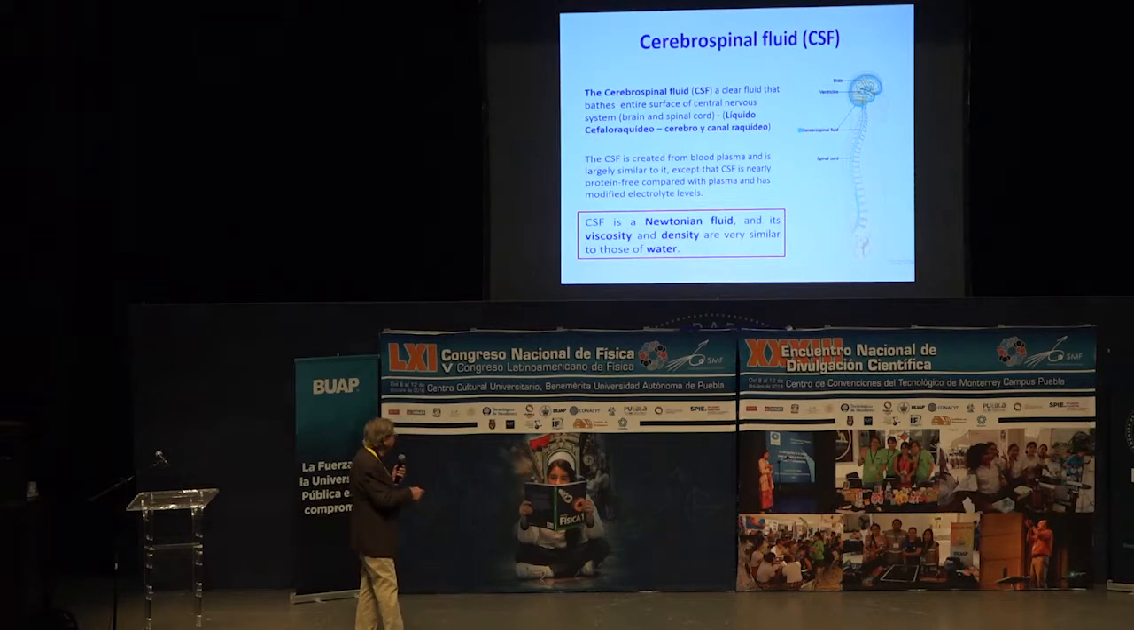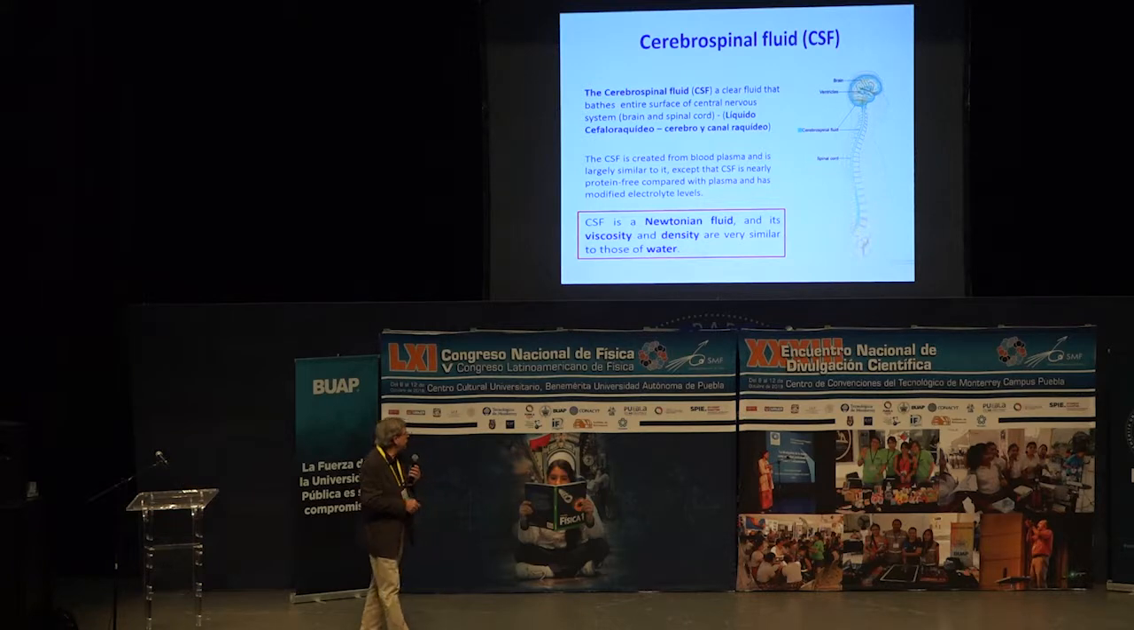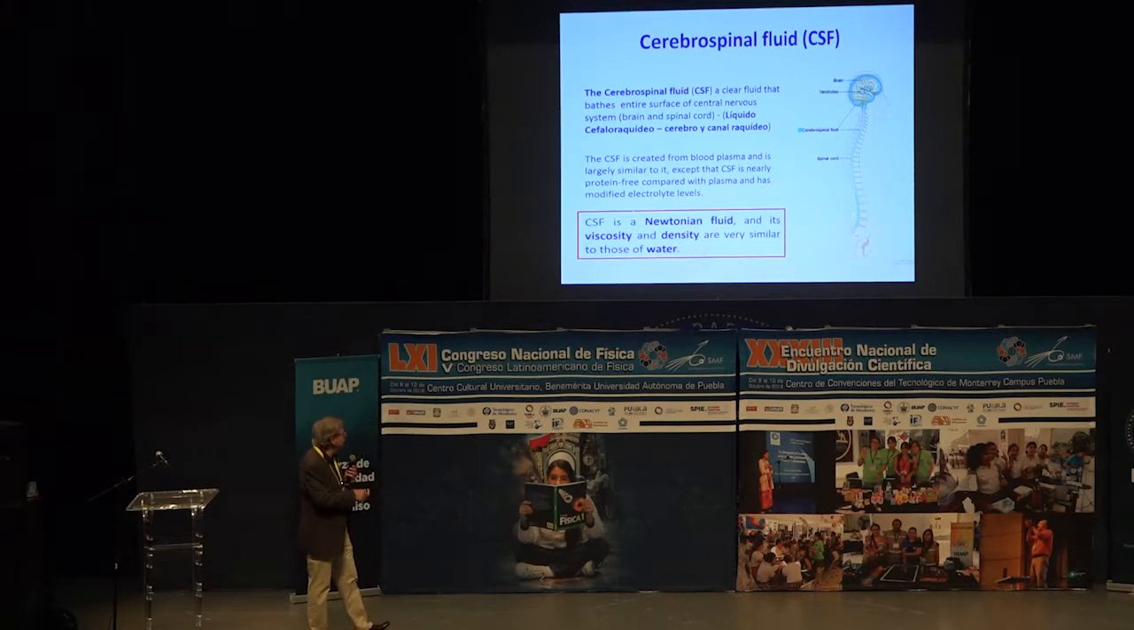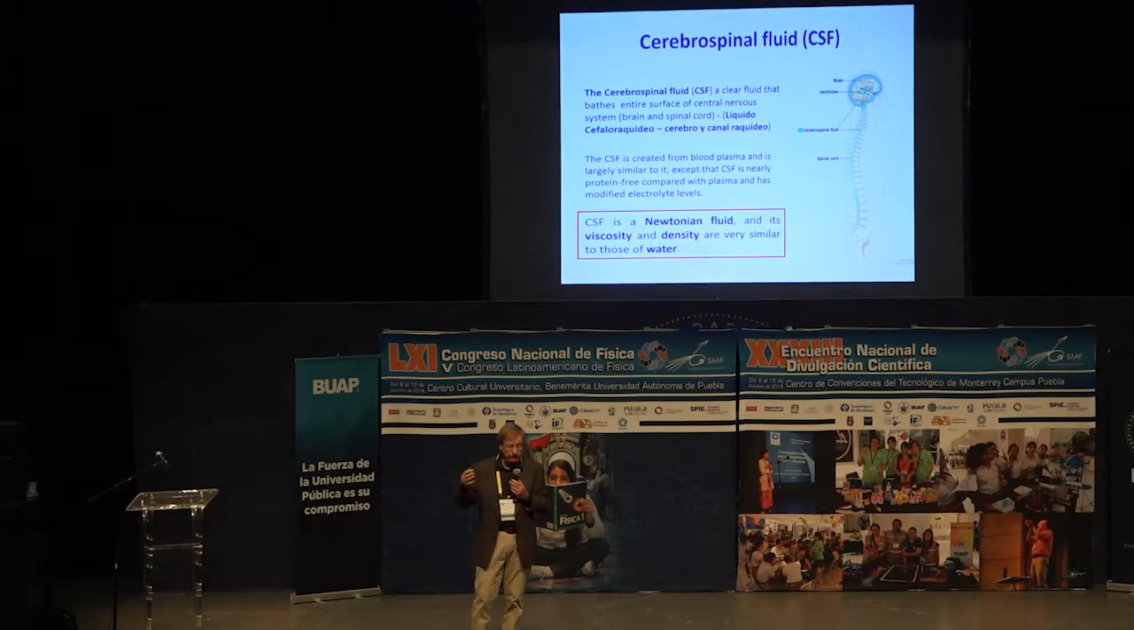And it's generated from the blood plasma. So it's very similar to plasma. In other words, it's similar to water. For everything that you need to know to understand this talk, you should think of this fluid as a Newtonian fluid with viscosity and density very similar to water. That's why, for example, the second problem that I'm going to describe for you is called hydrocephalus. And as you know very well, hydro means water, right? So it's water in the brain.